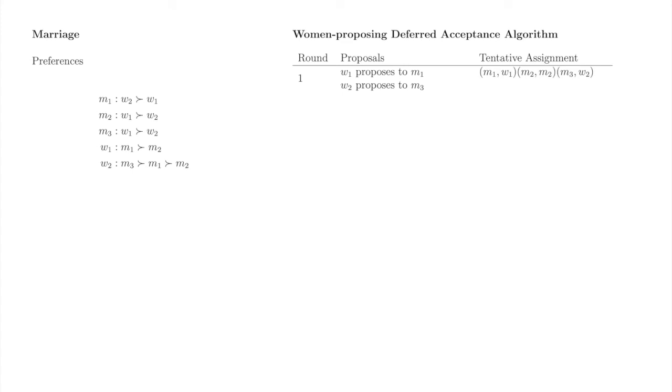Here's the tentative assignment after round 1. M1 receives a proposal only from W1, and he finds it acceptable, so he accepts. M2 received no proposals, so he is single at the end of round 1. M3 receives a proposal only from W2, and he finds it acceptable, so he accepts.